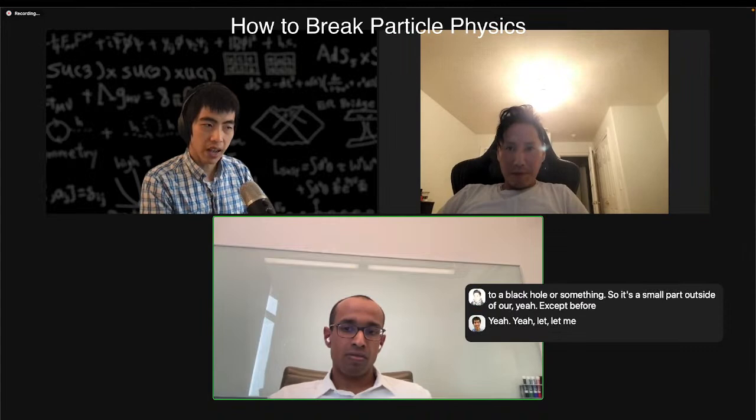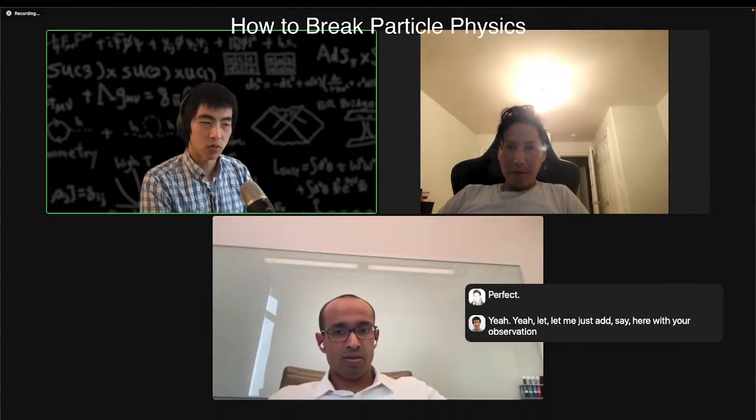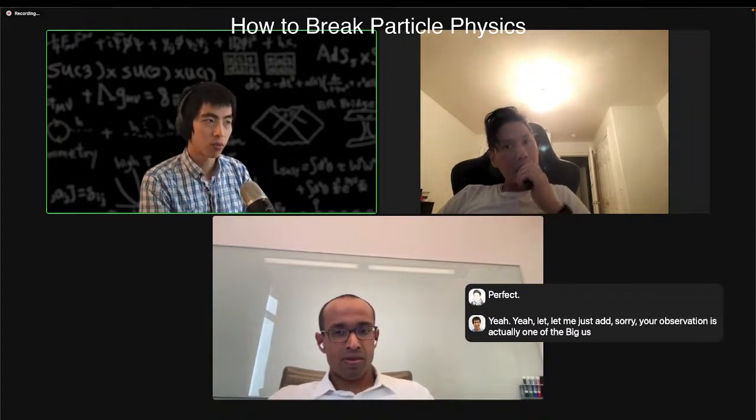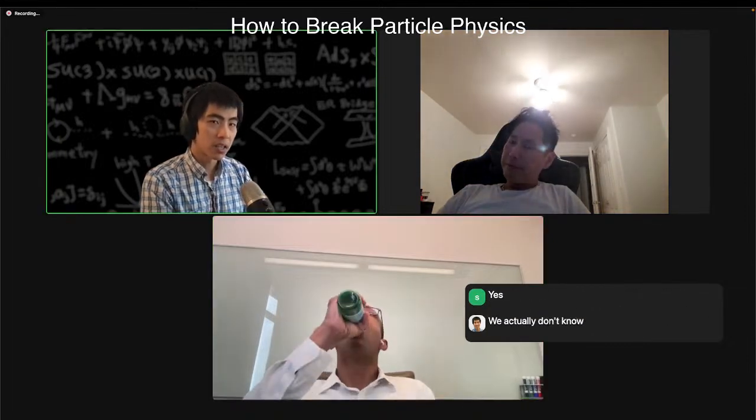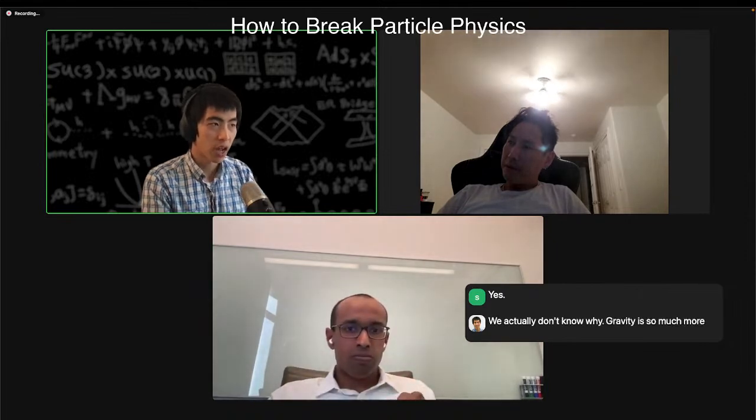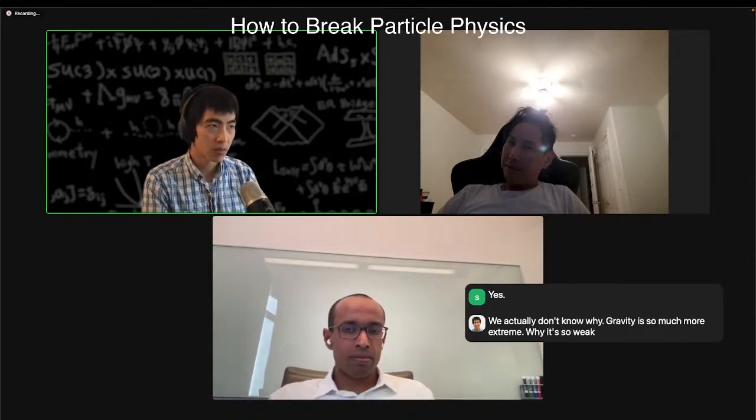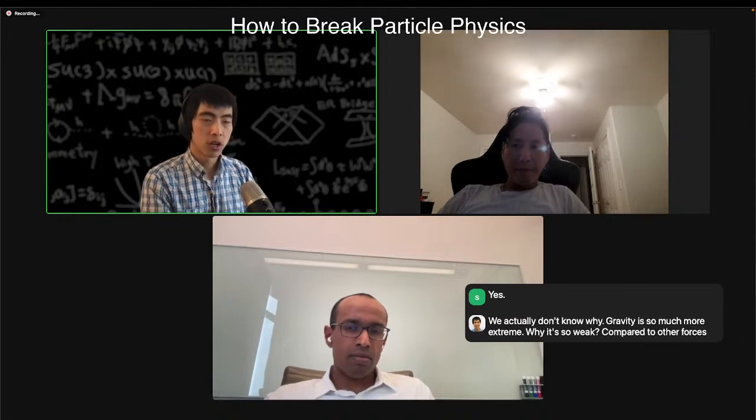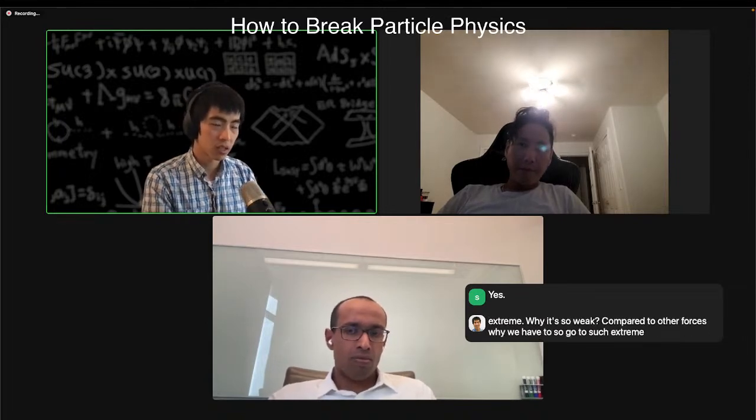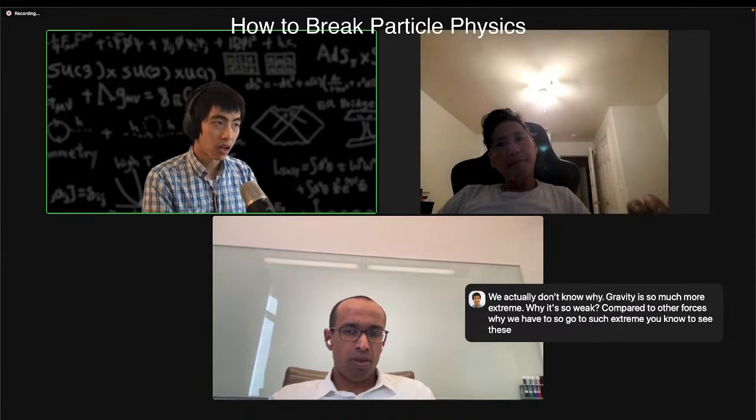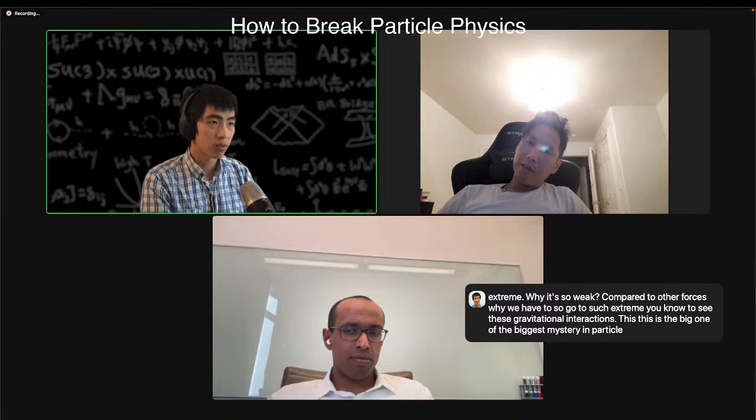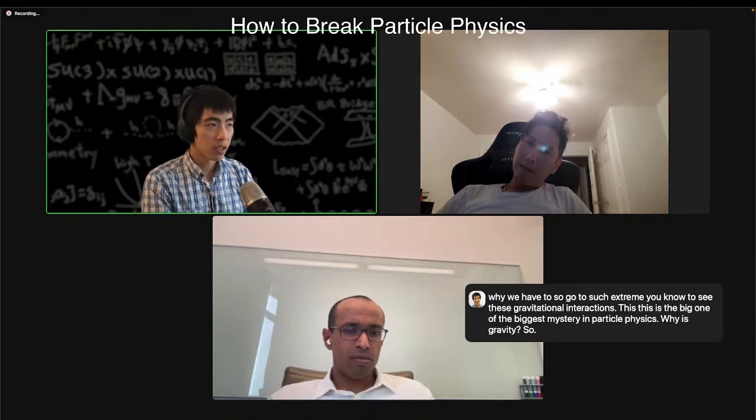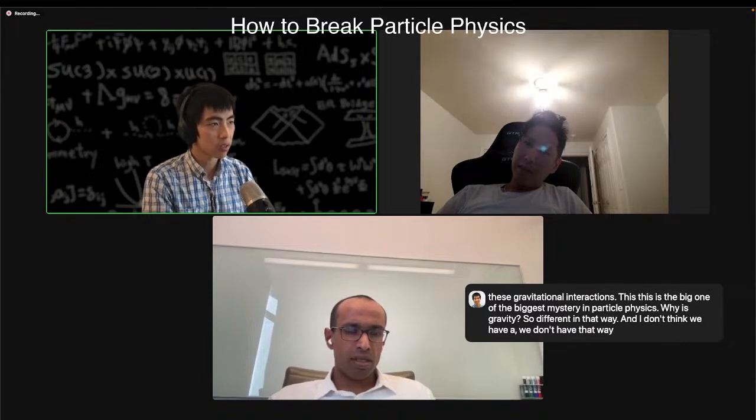Let me just add, Sahil, your observation is actually one of the biggest theoretical problems in particle physics. We actually don't know why gravity is so much more extreme, why it's so weak compared to other forces, why we have to go to such extremes in order to see these gravitational interactions. This is one of the biggest mysteries in particle physics. Why is gravity so different in that way? I don't think we have that great of an answer actually.